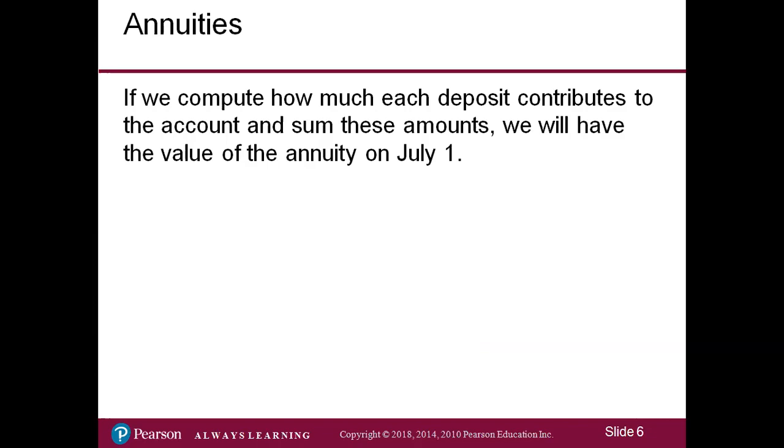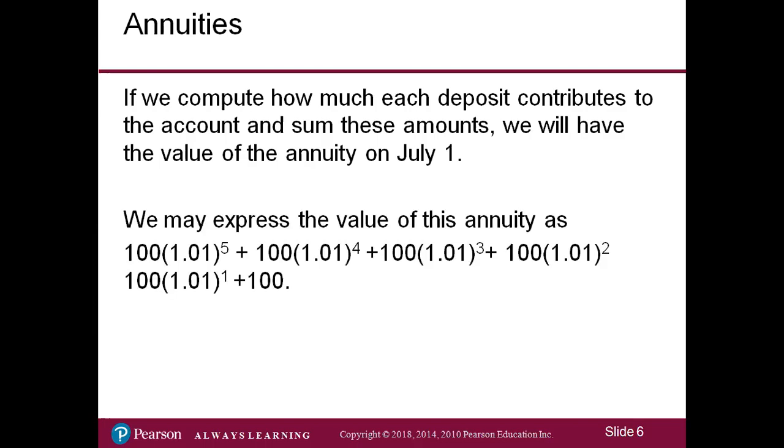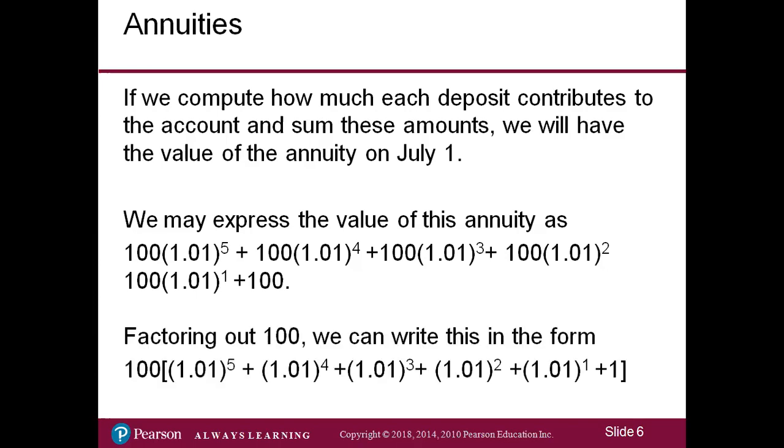If we compute how much each deposit contributes to the account and sum these amounts, we will have the value of the annuity on July 1st. We may express the value of this annuity as January's, February's, March, April, May, and June's deposits and interest. Factoring out the 100, we can rewrite this in the form of 100 times just the interest payments.